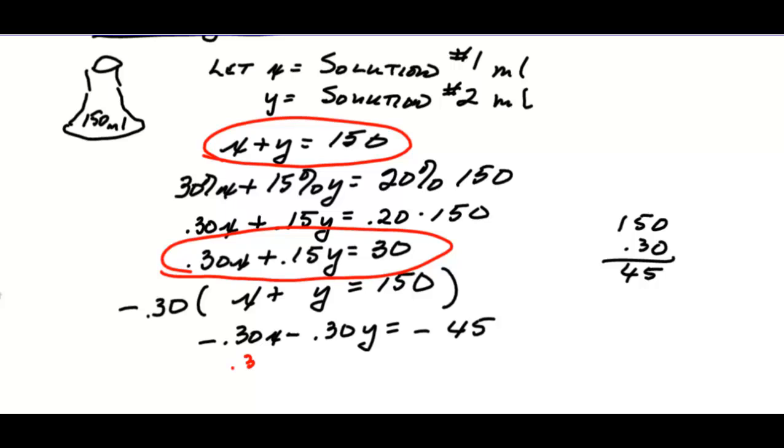0.30X plus 0.15Y equals 30. And you'll get your answers.